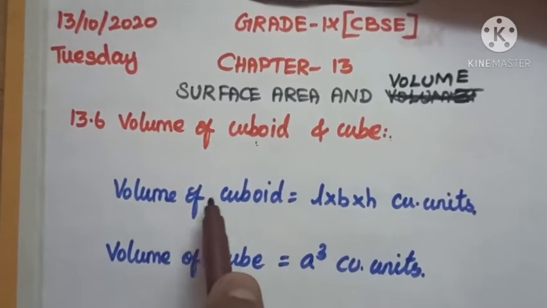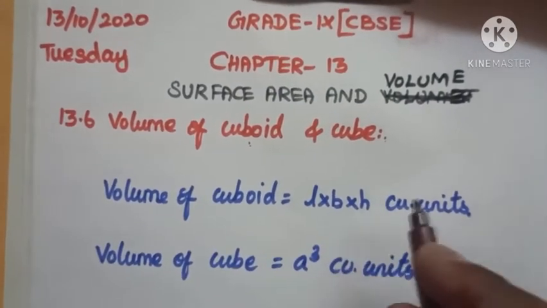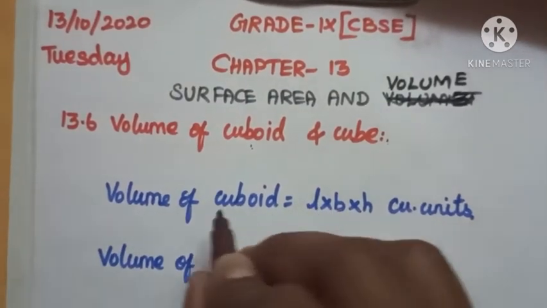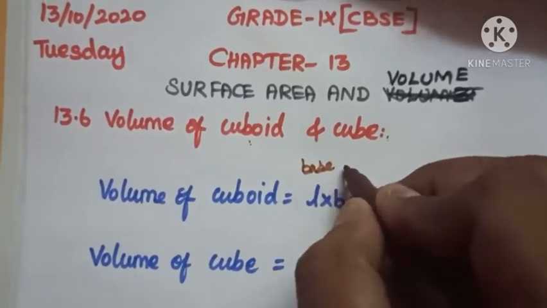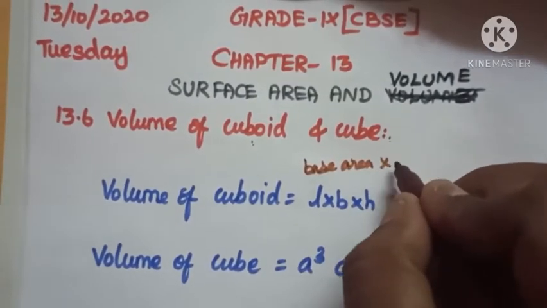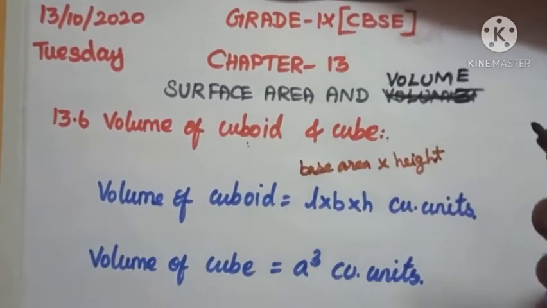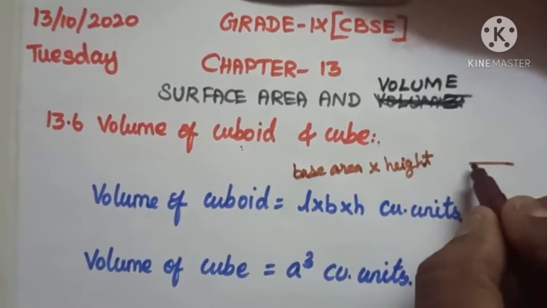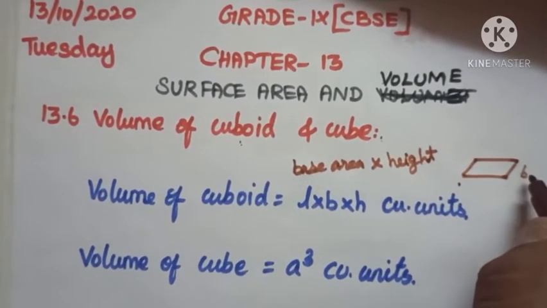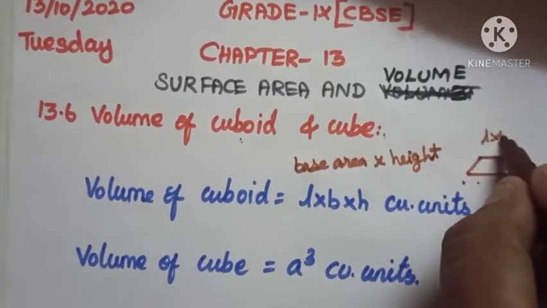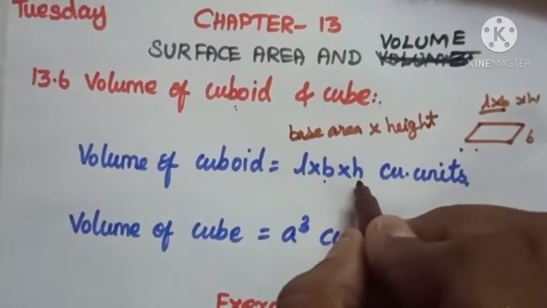Okay, so the volume of a cuboid is length into breadth into height. I already told you, for the volume of anything, the basic rule is base area into height. So in a cuboid, what is the base? This is the base, that is length and breadth. So L into B is the base area, multiplied with the height. So you get length, breadth, height, cubic units.